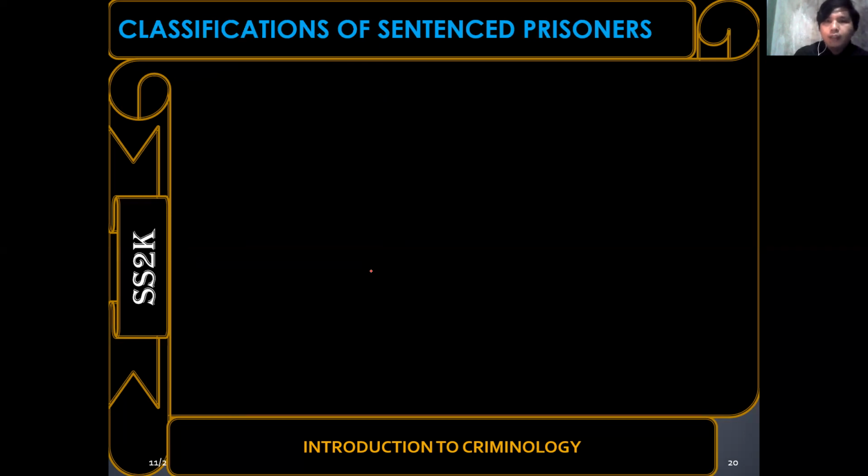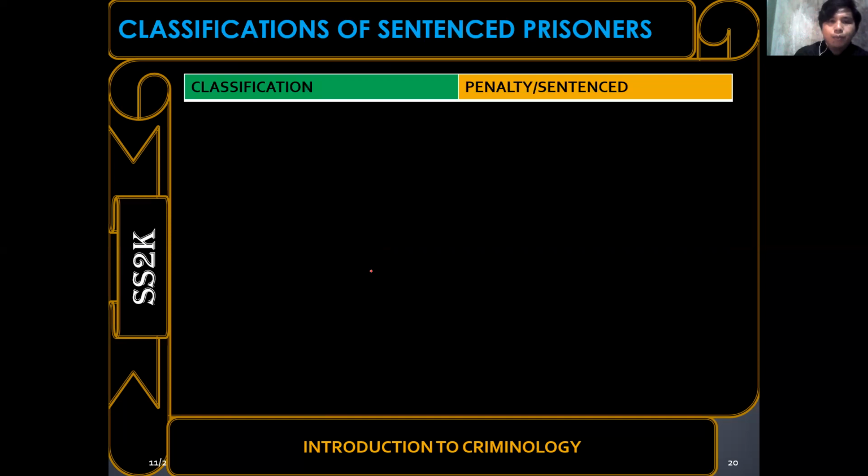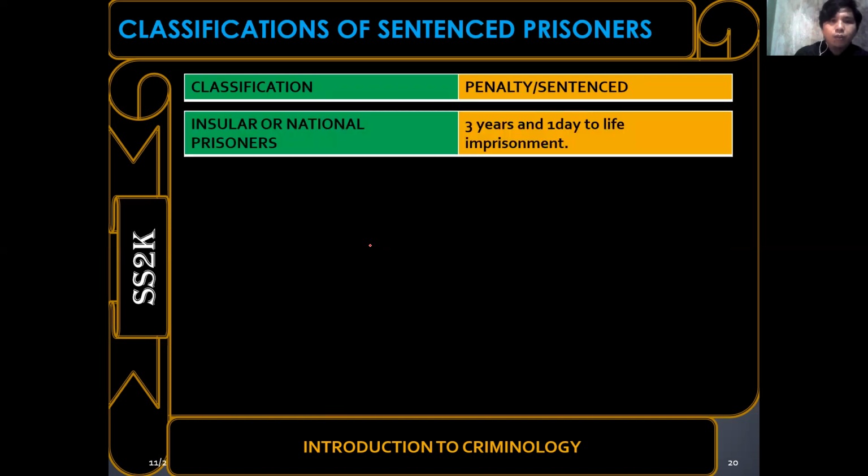So, yung pong mga sentensyadong prisoners, may mga klase po yun. So, ano yung mga classification? We have insular or national prisoners. Pag sinabing insular, those who are convicted to suffer the penalty of 3 years, 1 day to life imprisonment. Yan, no? So, yung pong nahatulan ng 3 years, 1 day and above.